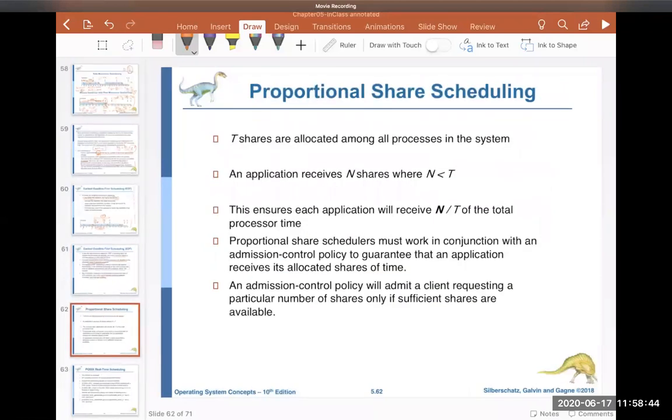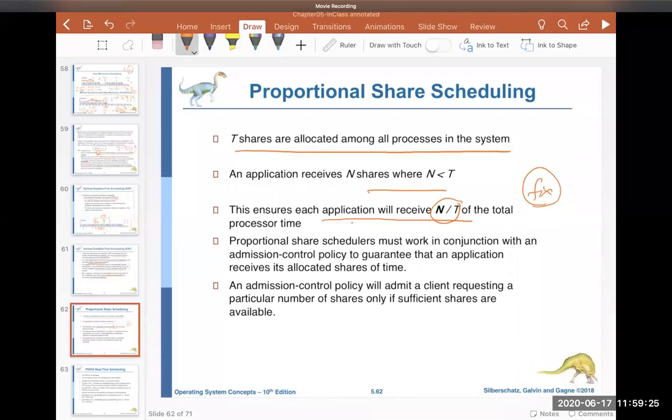Then we have another algorithm, that is proportional share scheduling. In proportional share, we have T share cycles, and those have to be shared by the processes. Each would be given N shares, and based on this, each application would be sharing only its fixed quota. So based on the N cycles available for the CPU, each task would be assigned a number of cycles.